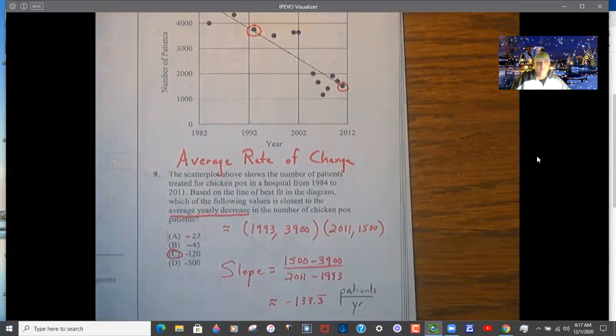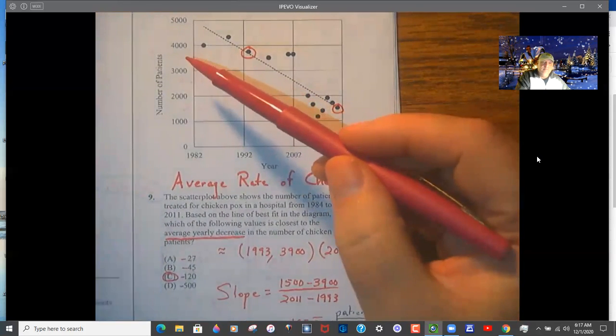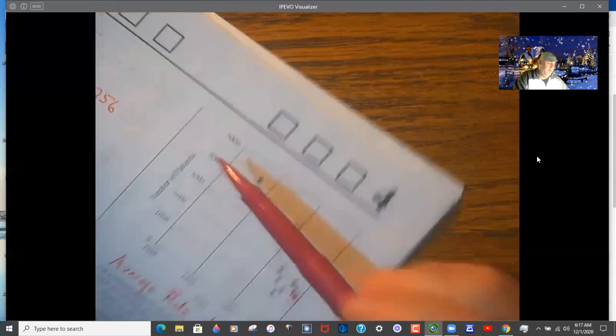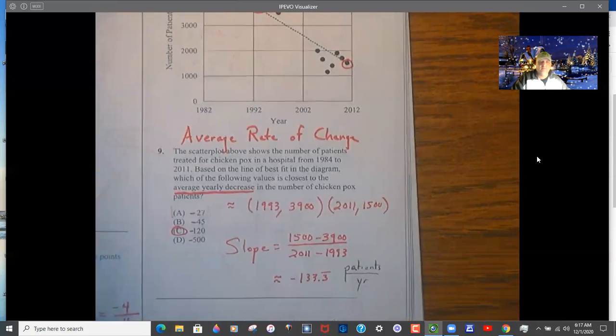It's a rate. So what I mean by rate is you see something per something. So here, number of, what does that say? Patients per year. That's the rate. I have it right there. Okay.